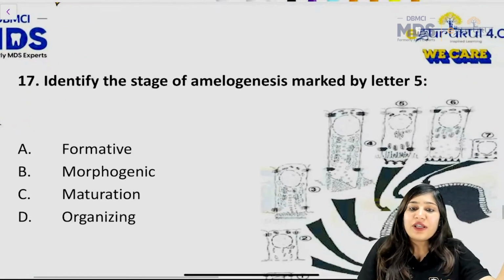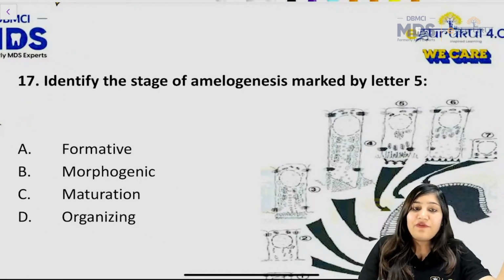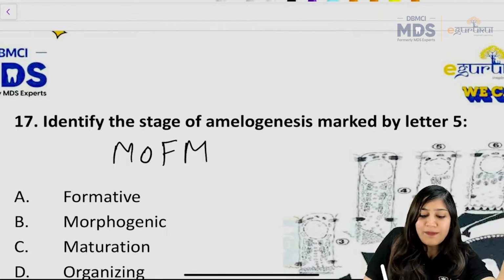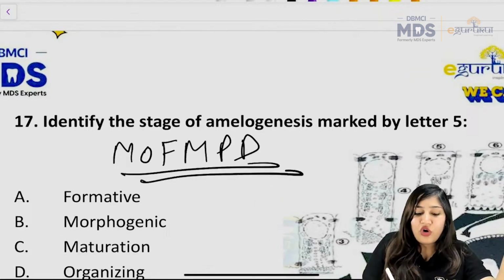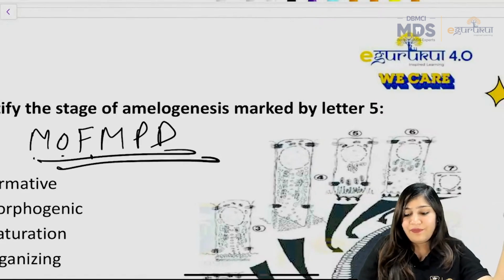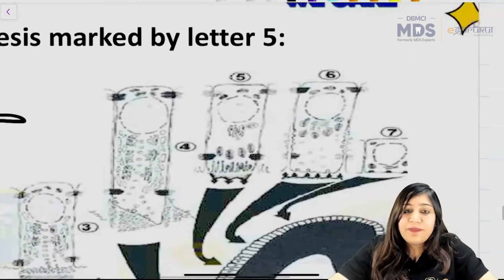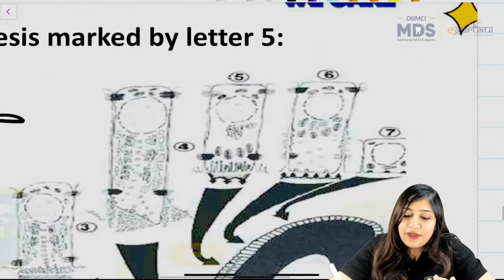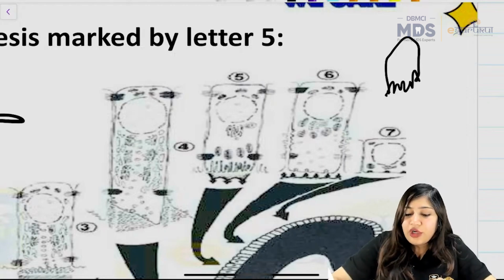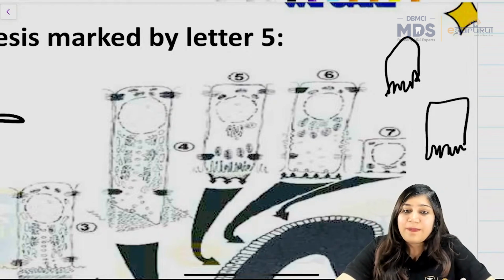Identify the stage of amelogenesis marked by letter 5. Is it formative, morphogenic, maturation or organizing? So which are the stages of amelogenesis? MOF, MPD. Right. Morphogenic, organizing, formative, maturative, protective and desmolytic. So in fifth, we can see what? We can see ameloblast cells having ruffled border. The ameloblast cell is having ruffled border. So this is basically a stage of maturation.